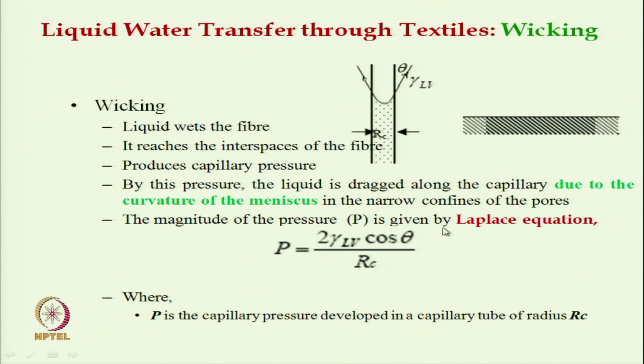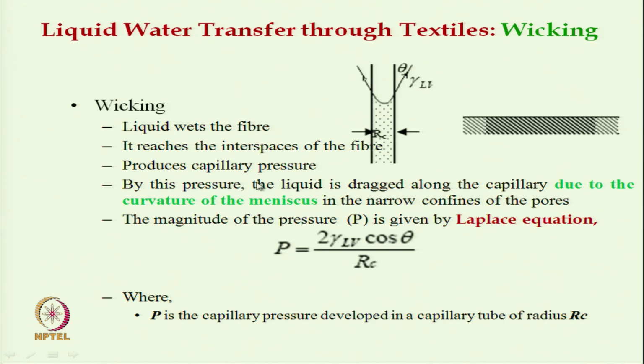Reduction in theta means that if we use a fiber with lower contact angle, then we can have very high capillary pressure. At the same time, if we reduce the capillary radius, we can enhance the capillary pressure, and also if we increase the liquid vapor surface tension, then we can increase the capillary pressure.